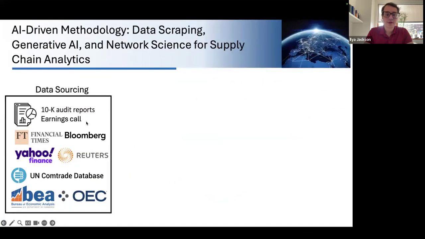On top of this, another data source is a proprietary database, Bloomberg, that also collects information about companies, as well as similar databases from Financial Times, Reuters, Yahoo Finance. If we combine it with data on international trade, like data from OEC and the Bureau of Economic Analysis, we get a full picture of the global supply chain, at least a snapshot of it, maybe not that detailed.